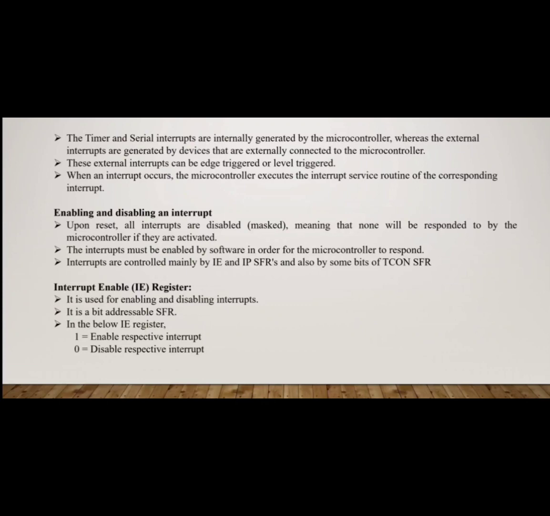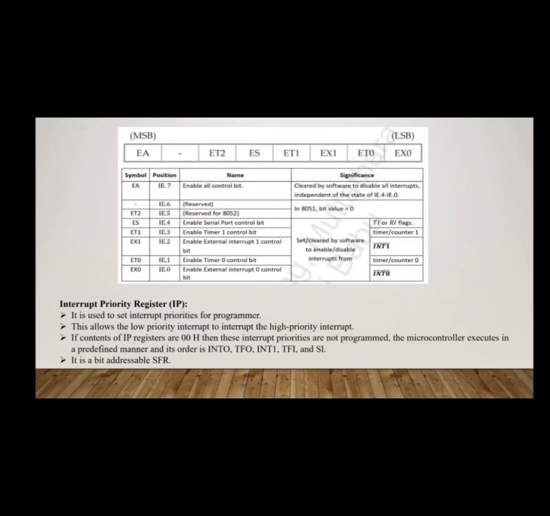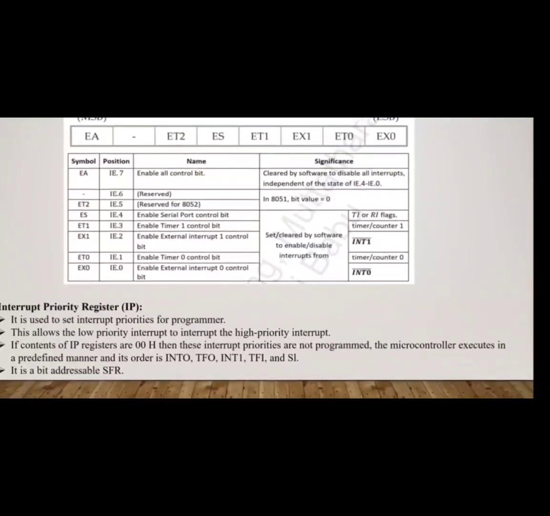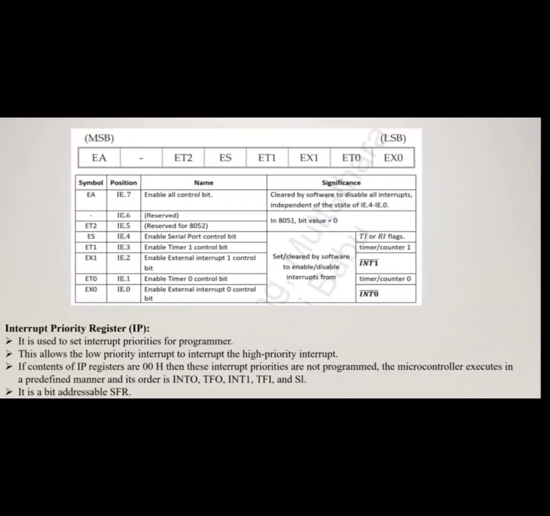It is a bit addressable special function register. If the bit is 1, then it enables the respective interrupt. If the IE register bit is 0, then it disables the respective interrupt. The five interrupts are placed in the IE register. If the IE register bit is 1, then the corresponding interrupt is enabled. If it is 0, the corresponding interrupt is disabled. So this is the IE register. The IE, IP, and TCON registers are very important.